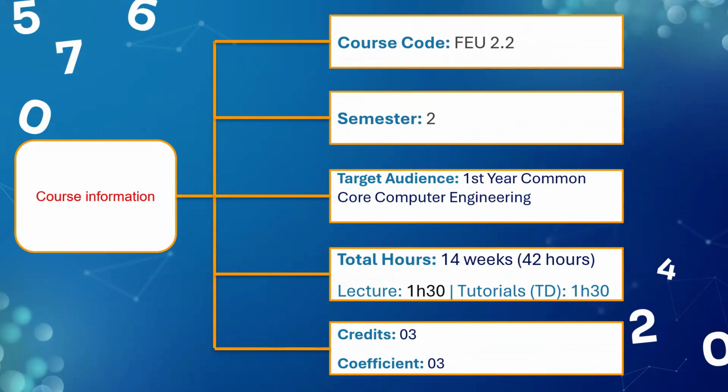The course code is FEU 2.2 and it is taught in the second semester. It is intended for first-year students in the Common Core of Computer Engineering. The course carries 3 credits with a coefficient of 3. It runs over 14 weeks with a total of 42 hours divided into 2 weekly sessions, a 1 hour and 30 minutes lecture and a 1 hour and 30 minutes tutorial.